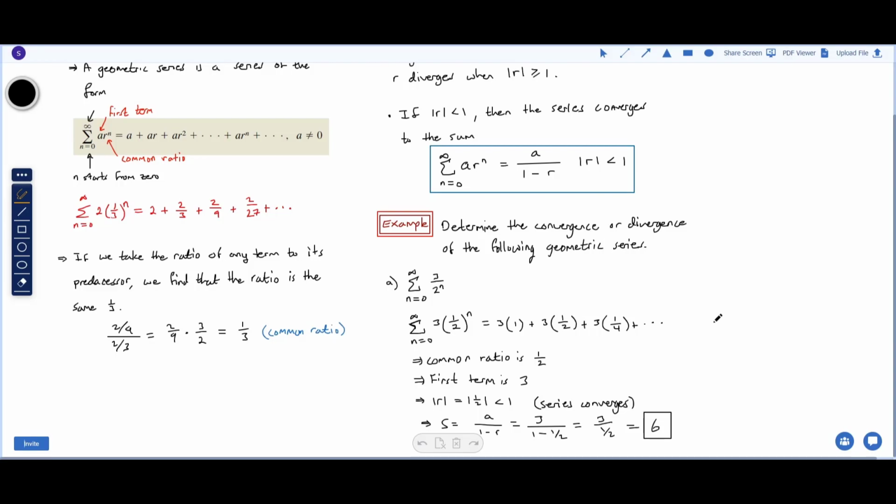So if it didn't converge, we don't have to do that second part where we find the number. Right. If it doesn't converge, then we wouldn't have to do this, because that just means that it goes to plus or minus infinity.